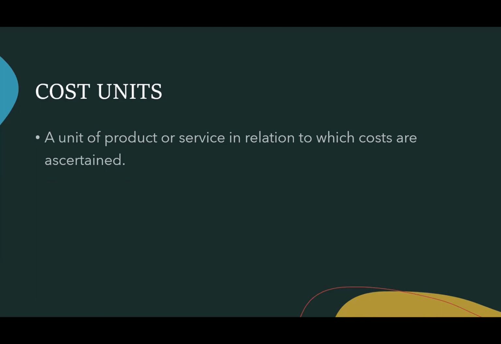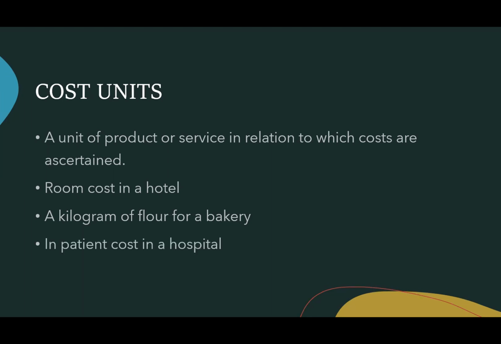A cost unit is a unit of a product or service in relation to which costs are ascertained. For example, room cost in a hotel. The hotel might be calculating only the room cost of a specific customer who stays for, let's say, one day in the hotel, or a kilogram of flour for a bakery. So for that, it becomes a cost unit. Okay. A kilogram of flour for a bakery. Inpatient cost in a hospital. So let's say how much cost per patient the hospital has to incur. So this is a cost unit. It's more detailed than a cost object actually.